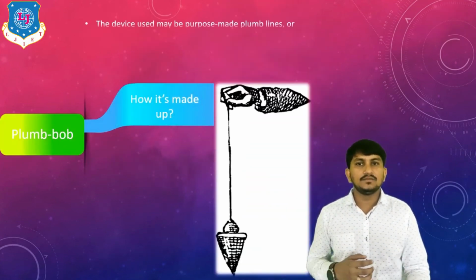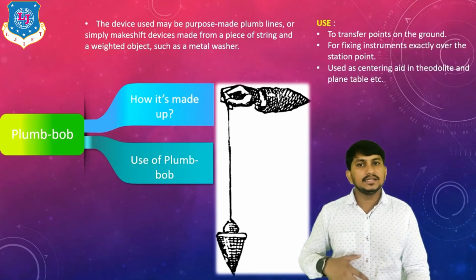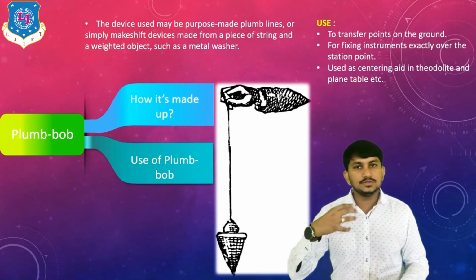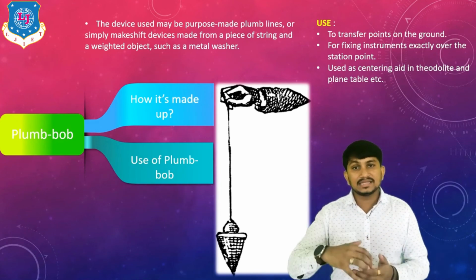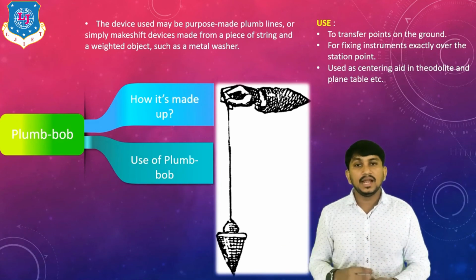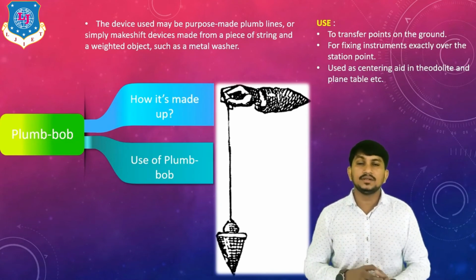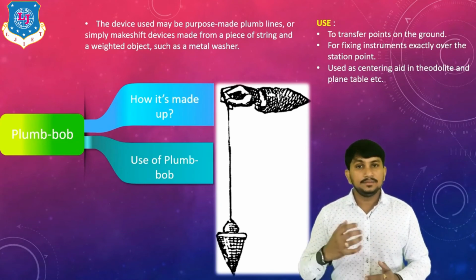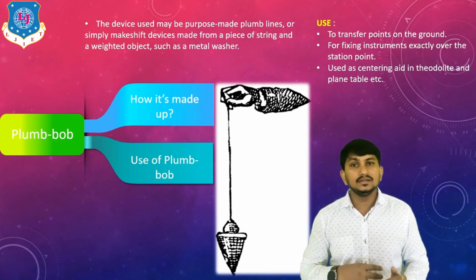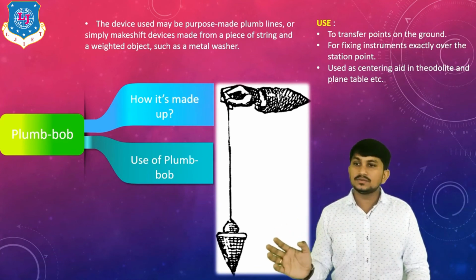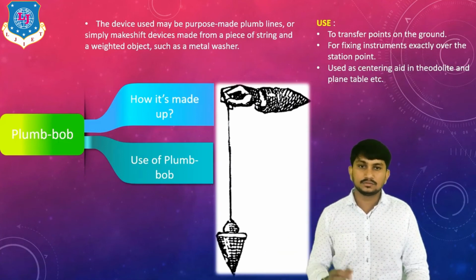It is made of metal and it is used to transfer the points onto the ground. It is also used for fixing instruments exactly over the station point. And it is used as a centering aid or centering instrument in theodolite, in plane table, as well as in total station. So it is mainly used for transferring the points onto the ground.